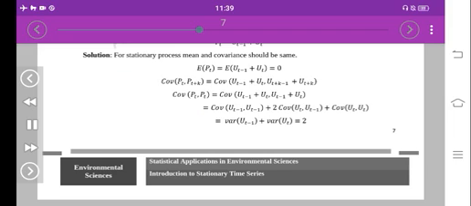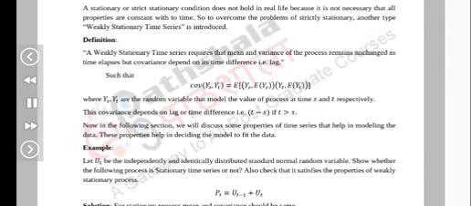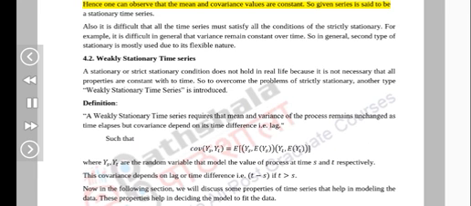Also Cov(Pt, Ps) equals 0. Hence one can observe that the mean and covariance values are constant. So the given series is said to be a stationary time series.